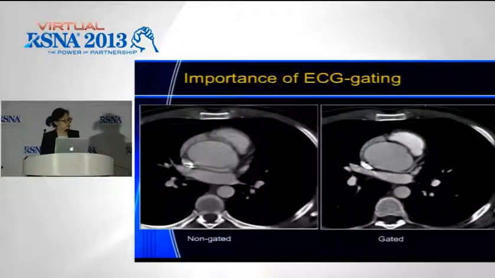This slide just shows the importance of ECG gating. We've got this image on the left where we can see blurriness of all the margins, so very poor interface of tissues, and this is really not what we want for mass evaluation.